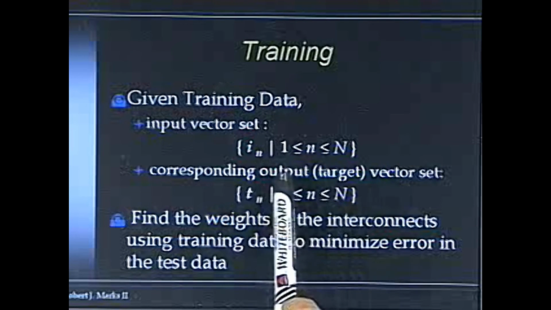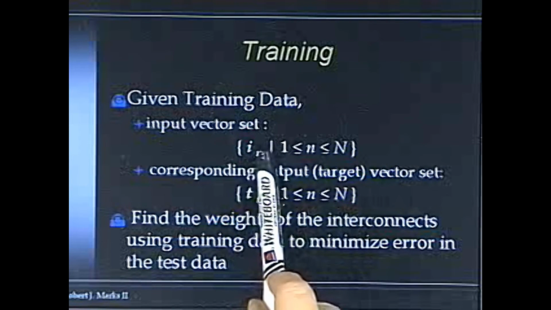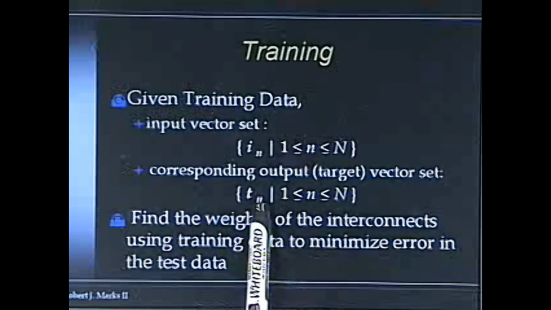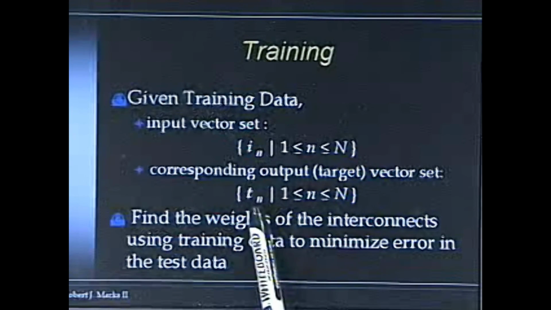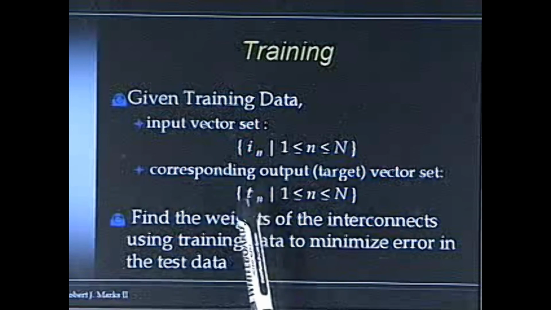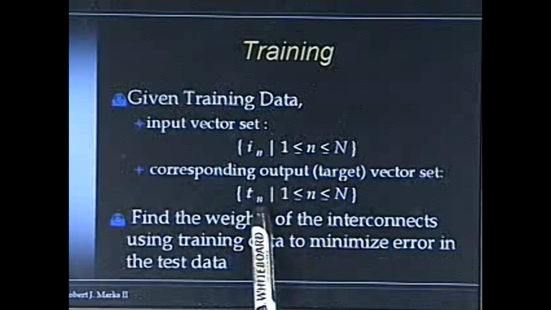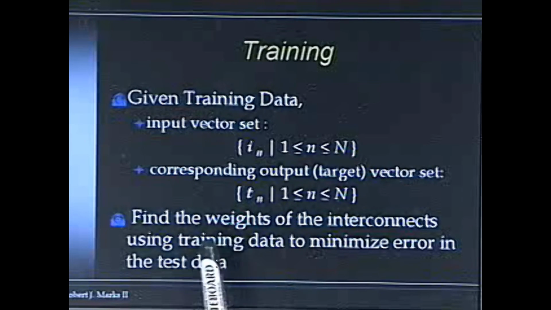So in the training data, this might be a small height and a big weight, so the target vector would correspond to a sumo wrestler. And we might assign a 0 to a jockey, 1 to a sumo wrestler, and 2 to a basketball player in terms of the output. We could do that. And so that's the target. That's what we would like to do. Now the problem in training the neural network is to actually find the weights of the interconnects using training data to minimize the error in some way.